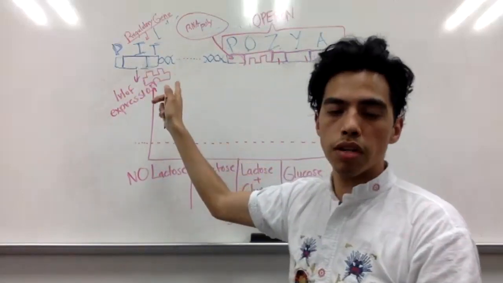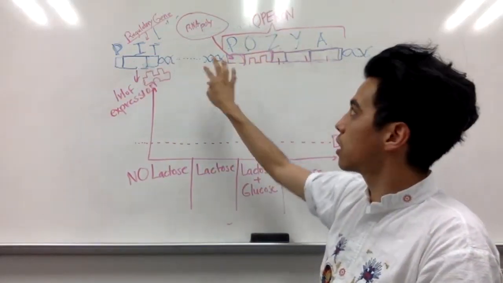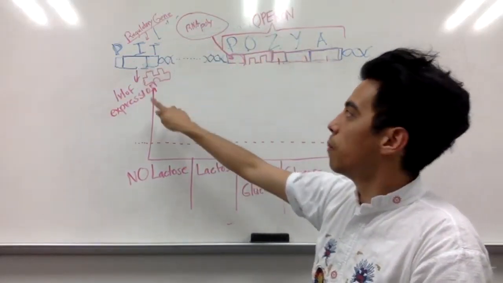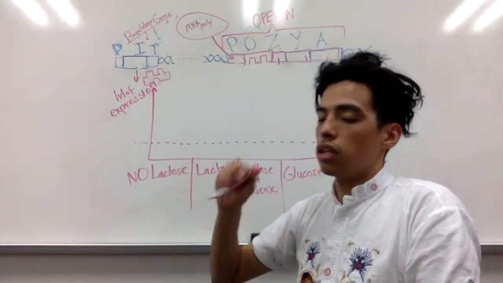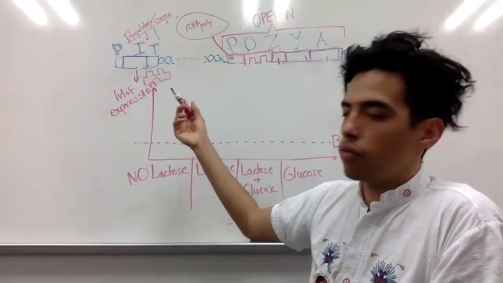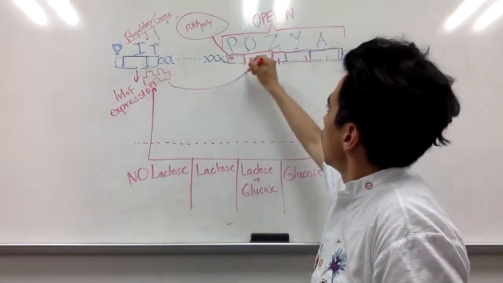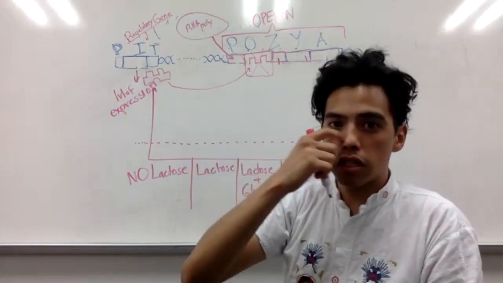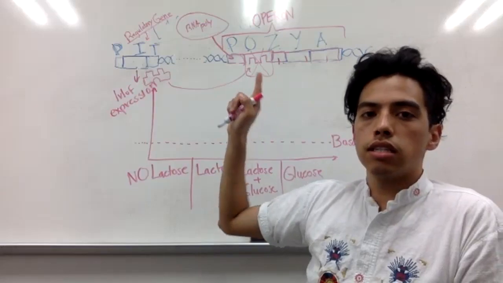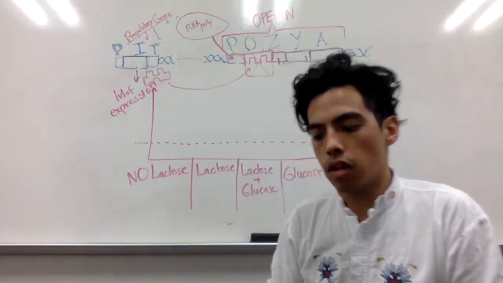Remember, this repressor doesn't have anything to do with this operon, right? It's not considered a part of the operon, but this repressor is always going to be made, always. And when there's no lactose, like we said before, this repressor is going to bind to the operator, right? And it's going to say, hey, RNA polymerase, no transcription, please.